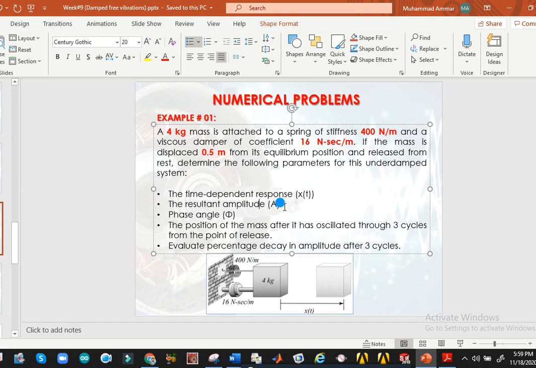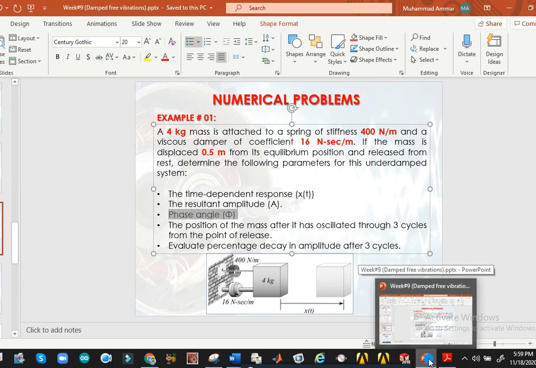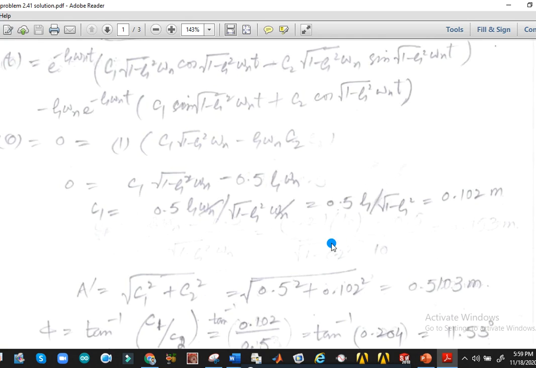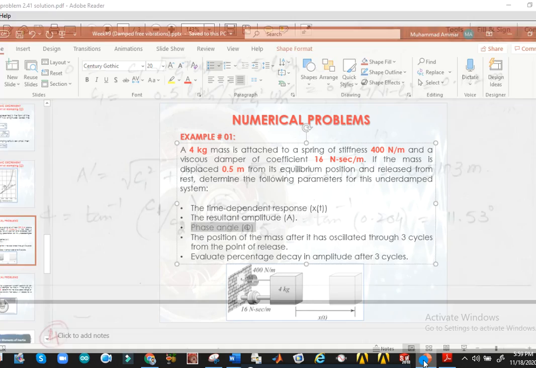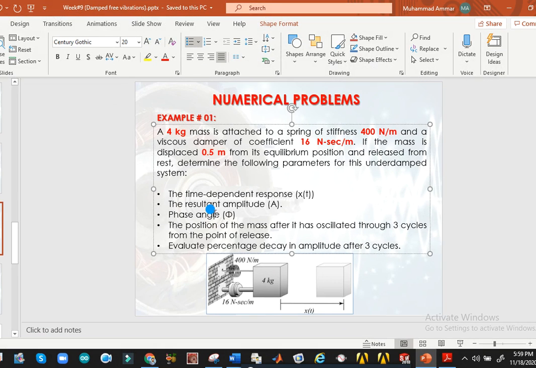We have found the resultant amplitude. Now what is unknown? The phase angle is unknown. How can we find the phase angle for this system? By taking the tan inverse of the ratio of the two arbitrary constants. For example, phi is equal to tan inverse of C1 over C2, and this is equal to 11.53 degrees. So this is your phase angle. Phase angle is 11.53 degrees.